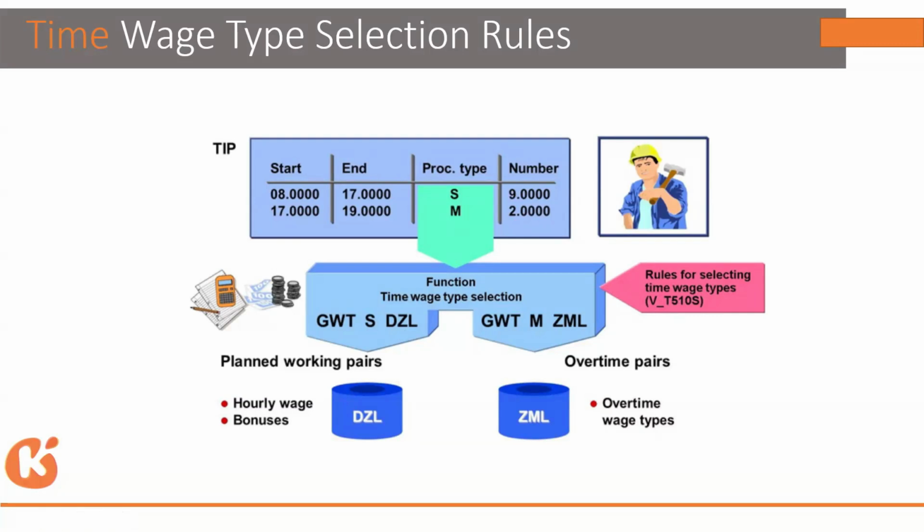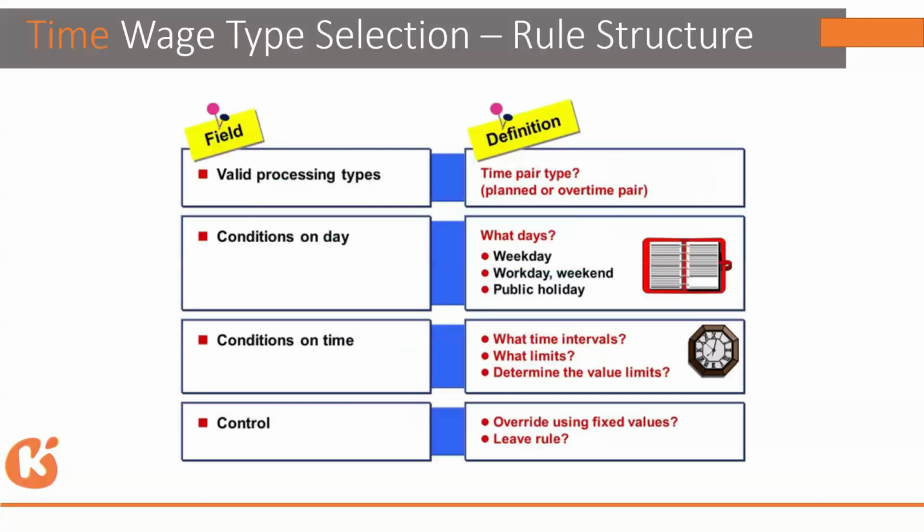See, when you're seeing the table for the first time, it looks very alien. But when you start understanding, when you're trained on this, then you start understanding how all these calculations work. And then you can see your time wage type selection. So you will have your time pair, you'll have a condition for the day, like weekdays, weekend, public holiday, condition on time, what time interval limit, and all those details.